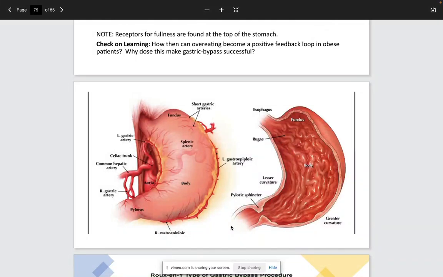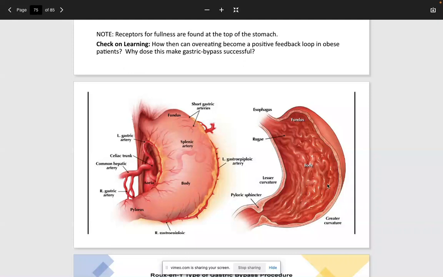Here's just another picture depicting the anatomy. There's different areas present here. On this outer side, we call this the greater curvature. This is on the outer portion. This lesser curvature is on the inner portion here. There's three different things that I want you to know. This is the body, which is the majority of the stomach itself. These folds within this body are called rugae.